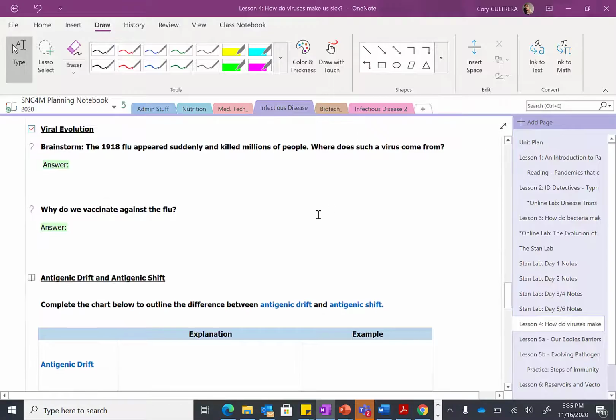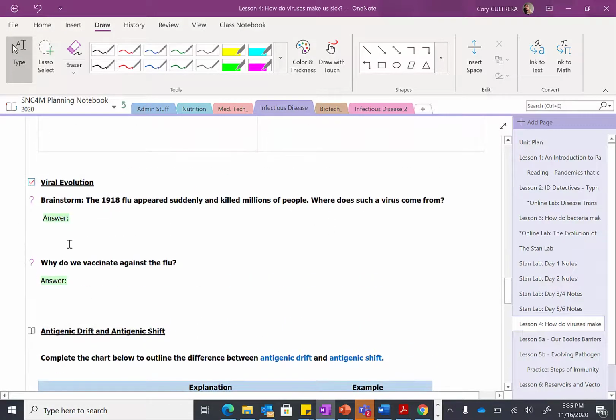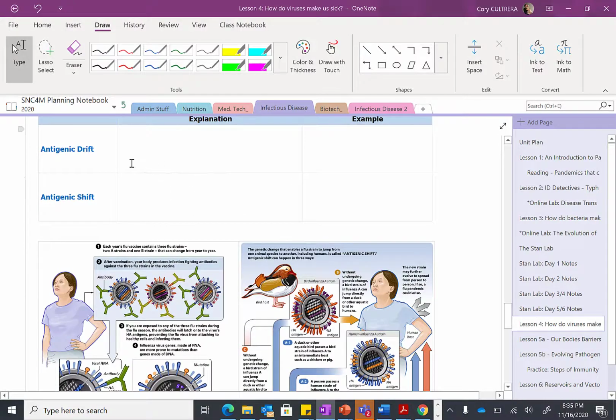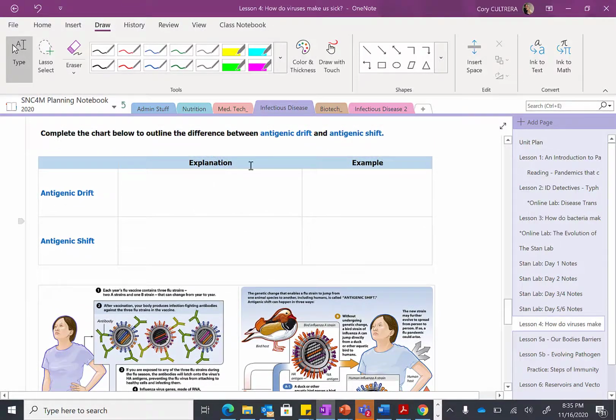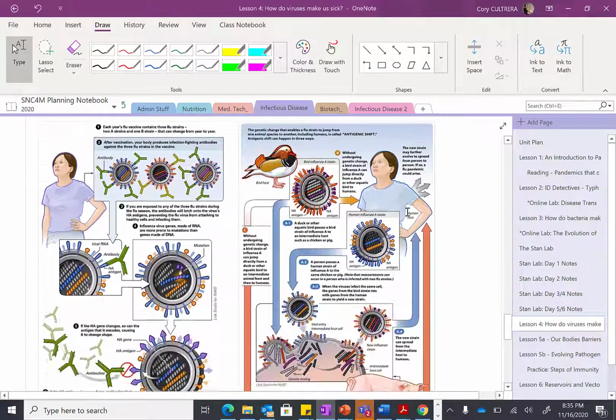So back in your OneNote, make sure you're answering these questions after you watch the video, and then you're just outlining the differences here between antigenic drift and shift and providing an example to communicate your knowledge.